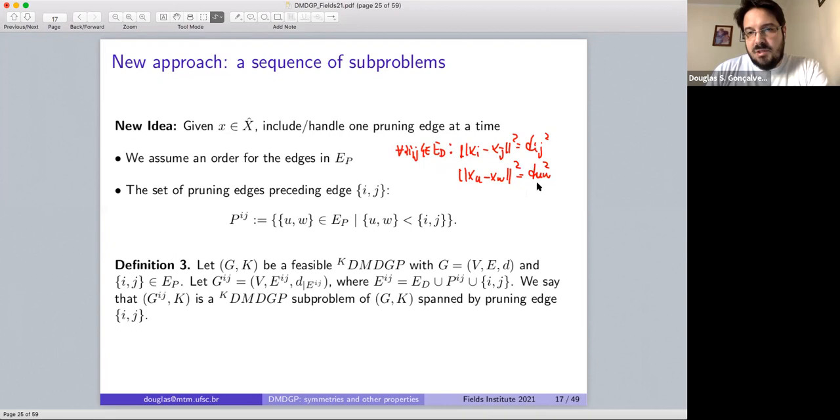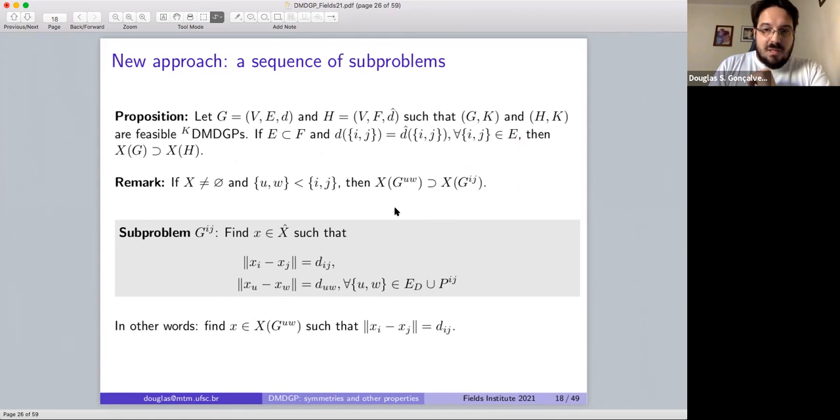And in order to perform the search, we take advantage of the partial reflections that I told you about before. So basically, given a certain pruning edge, we define the set of preceding pruning edges. I mean, pruning edges that were considered before the edge IJ. And then we are able to show the following.